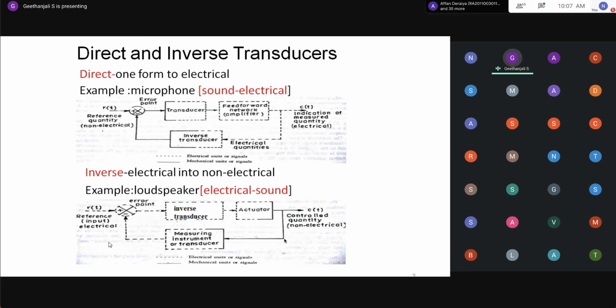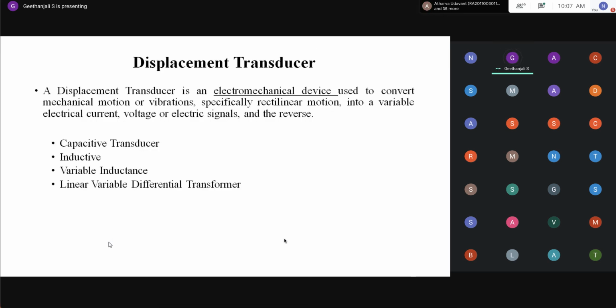So the feedback, which includes the measuring instrument or transducer, there will be a block called a measuring instrument or transducer. So the feedback is again given to the input. There will be the summation between the input and output at the error point. Next, displacement transducer. All of you go through the slide.